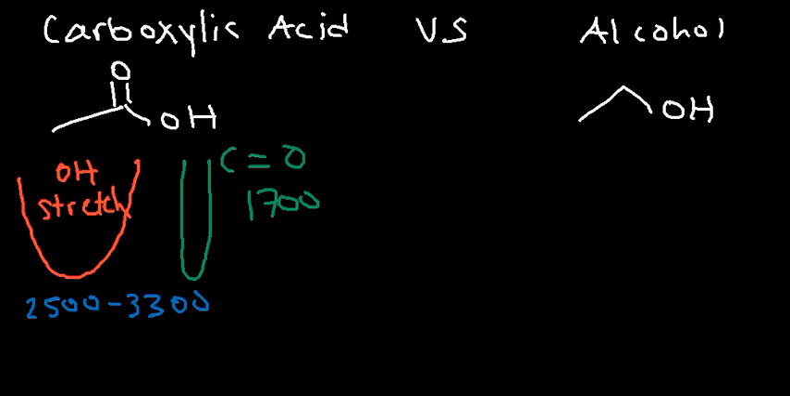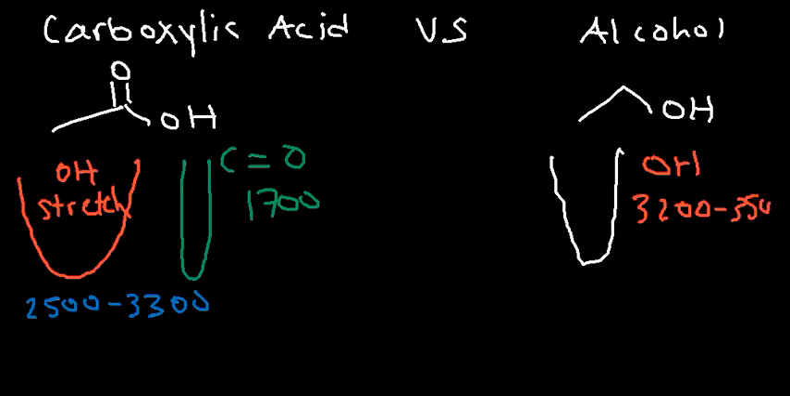For an alcohol, there's really one main signal, and that's just the OH stretch. It's broad, but not as broad as the carboxylic acid. And that OH stretch is around 3200 to 3500, or 3300 to 3500, but somewhere in that general area. But that's the main signal that you need to look for in an alcohol.